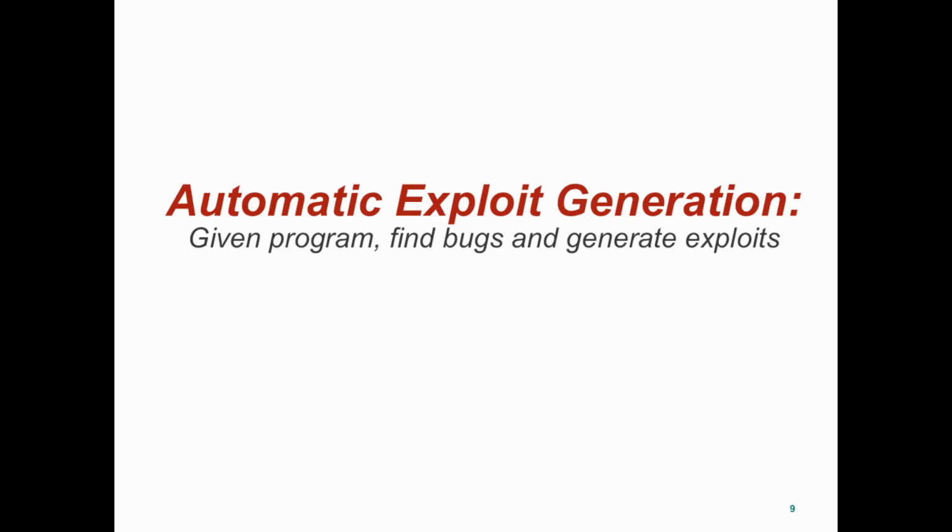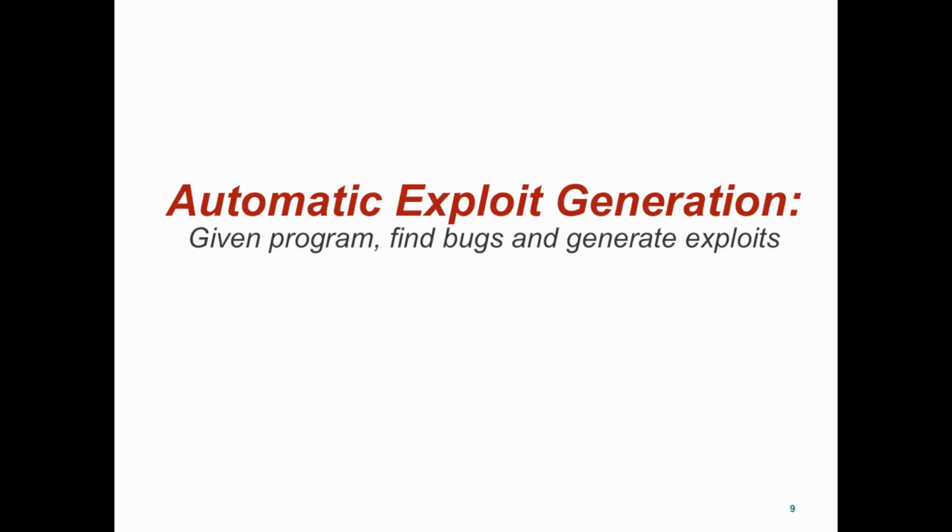So our project is automatic exploit generation. We want to take this process that's currently mostly manual, and we want to figure out the computer science principles and algorithms to make it automatic. More simply, given a program, we want to be able to automatically find bugs. That's been done before. And then we want to do what hasn't been done before and demonstrate whether or not those bugs are exploitable. So given a program, find bugs and generate exploits.